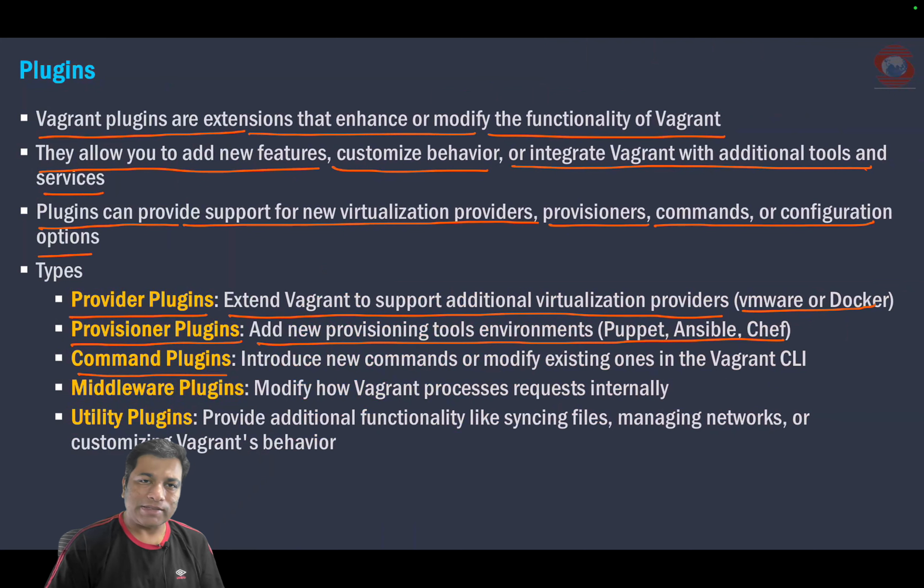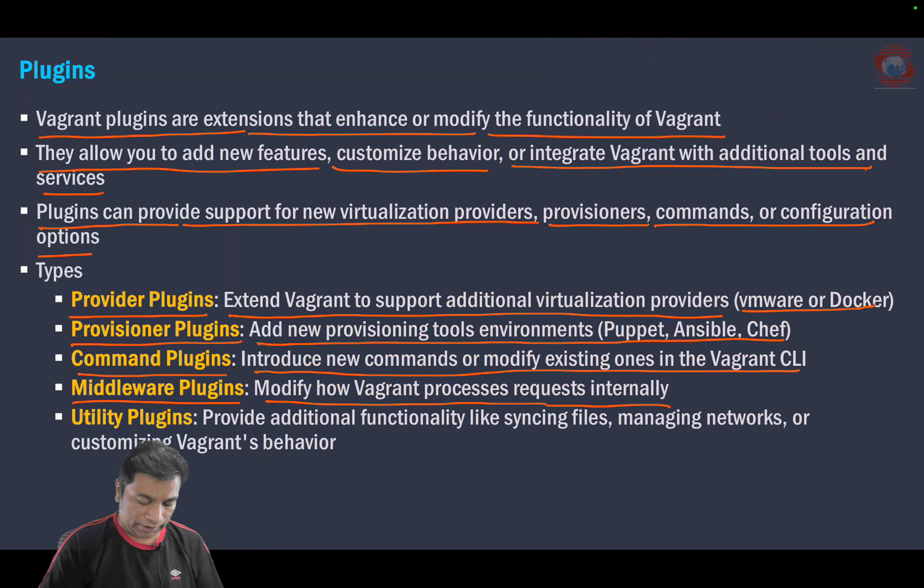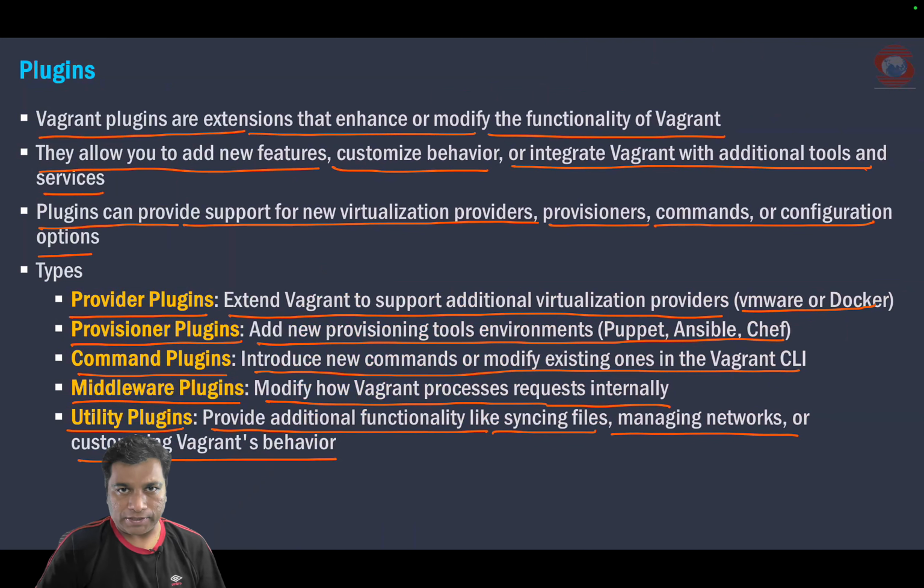You can also enhance it by adding some command plugins to introduce new commands or modify the existing ones in the Vagrant CLI. Depending on your requirement, you can install them. Middleware plugins will modify how Vagrant processes the requests internally. Again, it will enhance the functionality of Vagrant. And finally, utility plugins provide additional functionality like syncing files or managing networks, or you can say customizing Vagrant's behavior. Depending on the requirement, you can install all of these plugins.